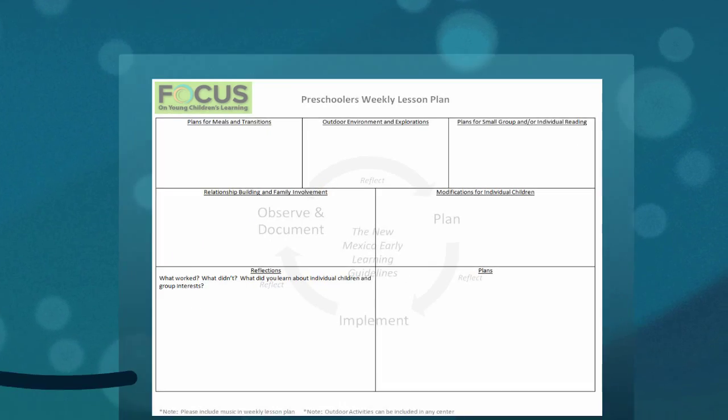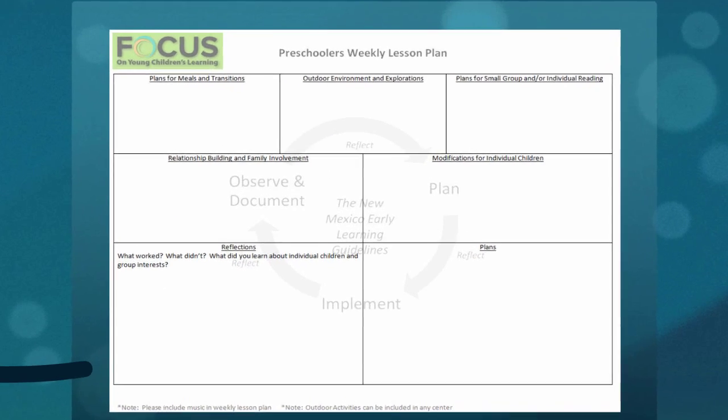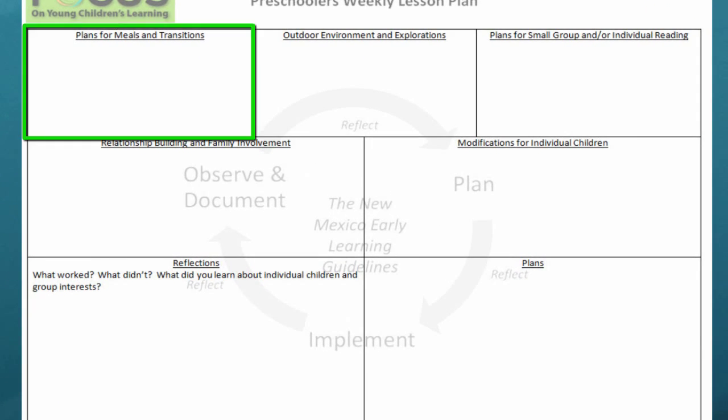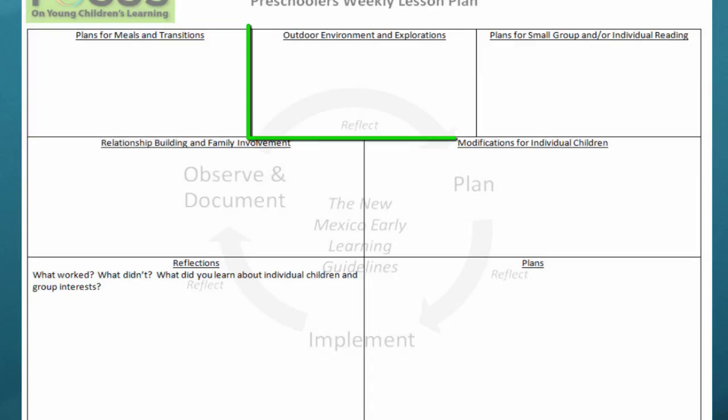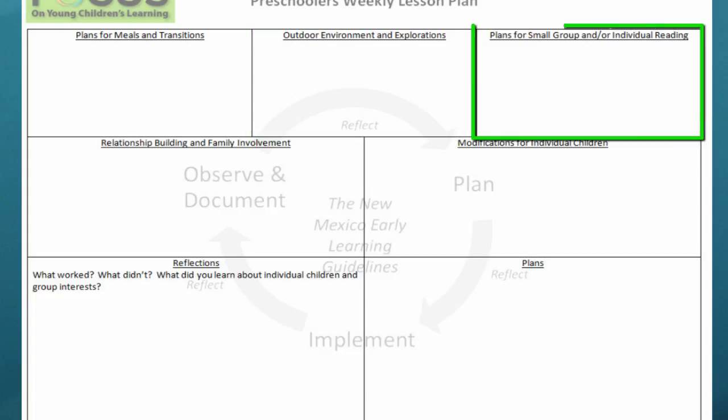This is the final page of the preschooler's weekly lesson plan. The boxes here include plans for meals and transitions, such as discussion starters to use during meals while sitting at the tables with the children, and songs to sing during transitions. Outdoor environment and explorations could include special materials or activities to do outside with children.